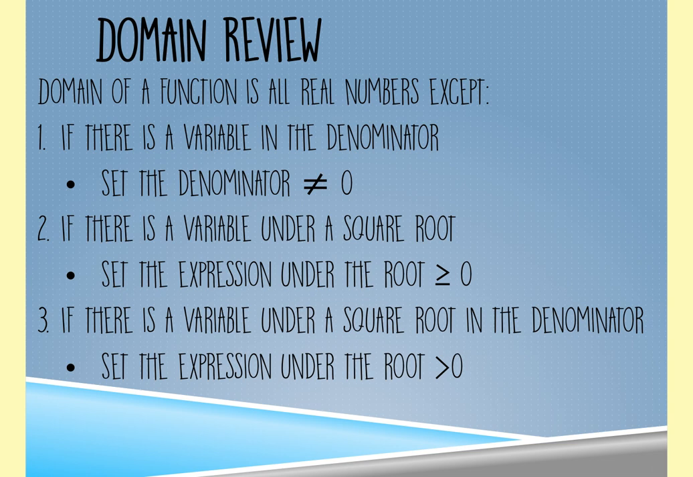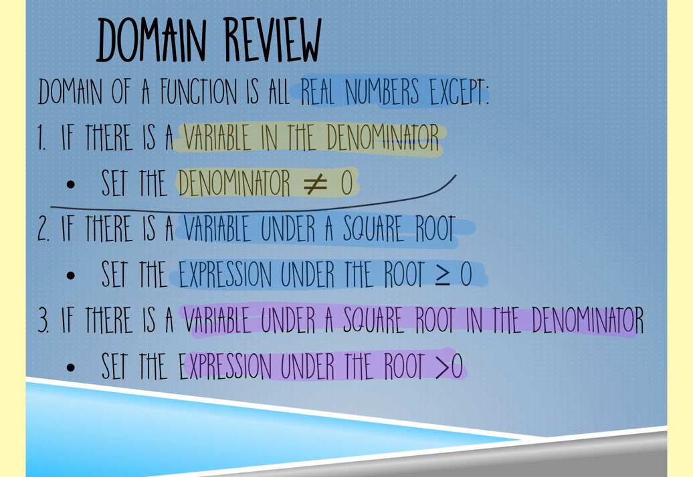So obviously, quick domain review, okay? We've done this a couple times, but the domain of a function is all real numbers except if one of these 3 cases happen. There's a variable in the denominator, and for that we set the denominator not equal to 0. There's a variable under a square root, and for that we set the expression under the square root greater than or equal to 0. Or the combination of them, a square root in the denominator, and so now we set what's underneath the square root greater than 0.